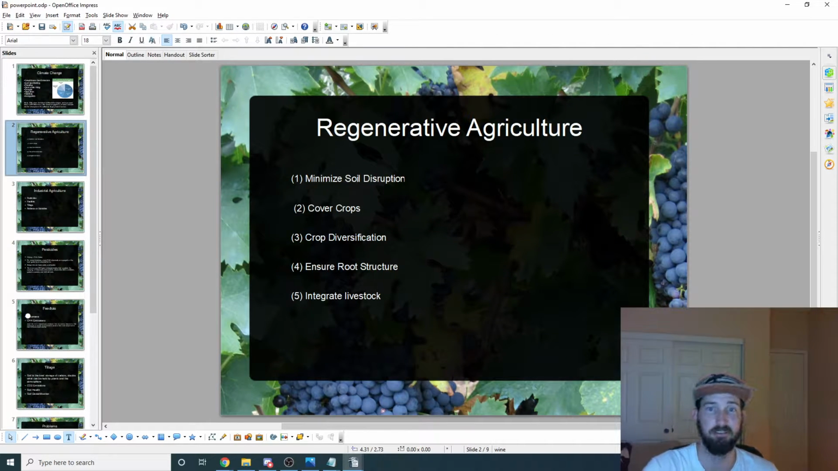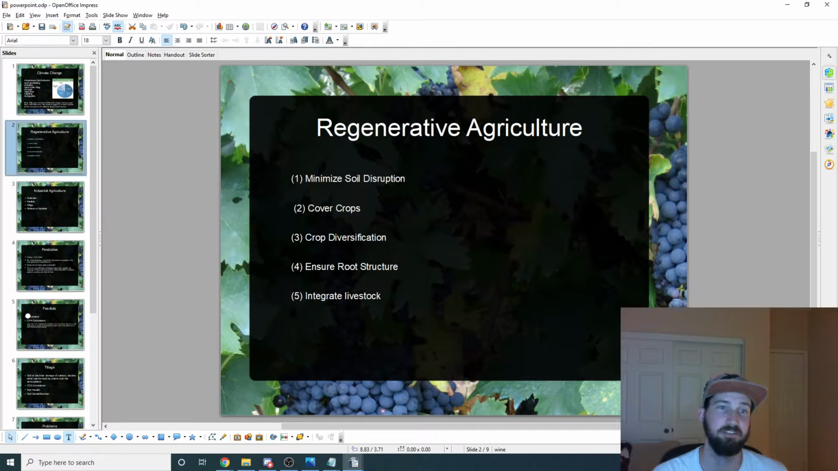Regenerative agriculture consists of 5 main pillars: minimizing soil disruption, cover crops, diversification, ensuring root structure, and integrating livestock. So with minimizing soil disruption, this is known as a practice for tilling the soil. It's very common in industrial agriculture. It leads to destruction of soil, emissions, and just weaker soil in general, which produces worse crops, and it requires more chemicals, etc.